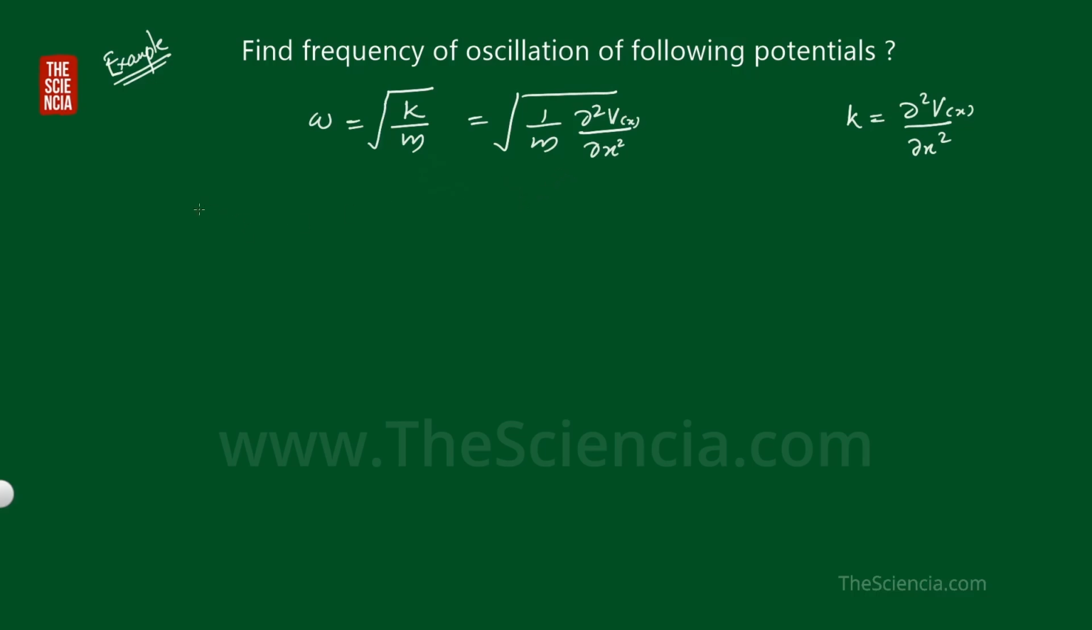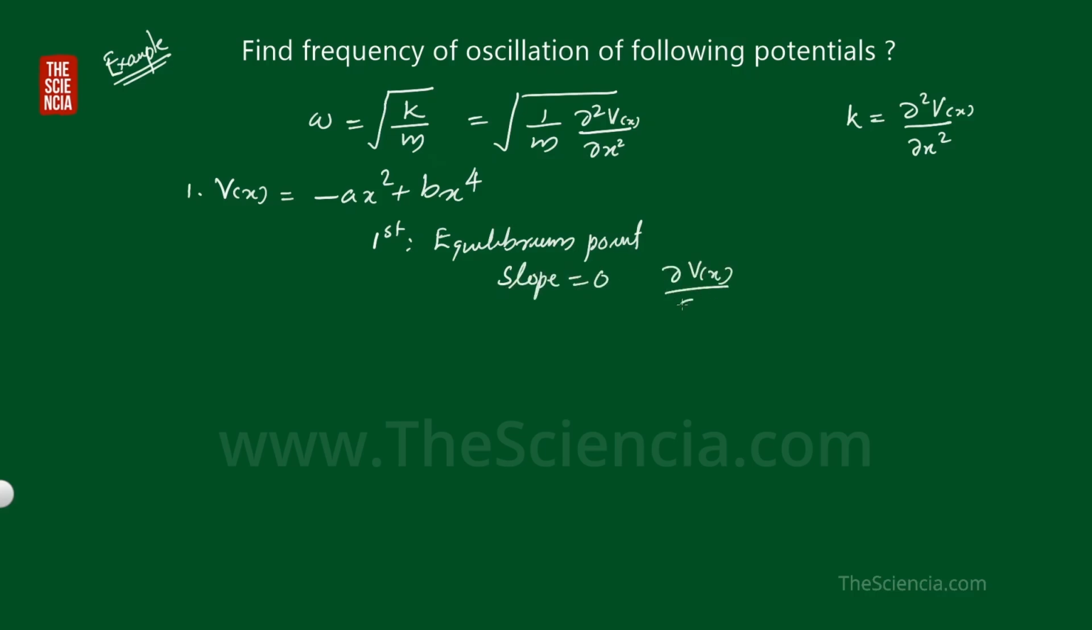So the first question: V of x is equal to minus a x squared plus b x raised to 4. So how can we solve this? To solve this, first we have to find out the equilibrium point. And how can we find the equilibrium point? At the equilibrium point, the slope is equal to 0. That means del V of x by del x is equal to 0.